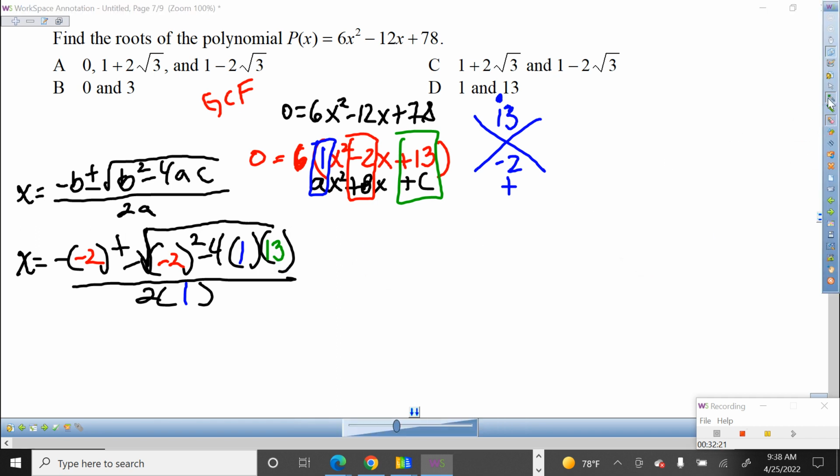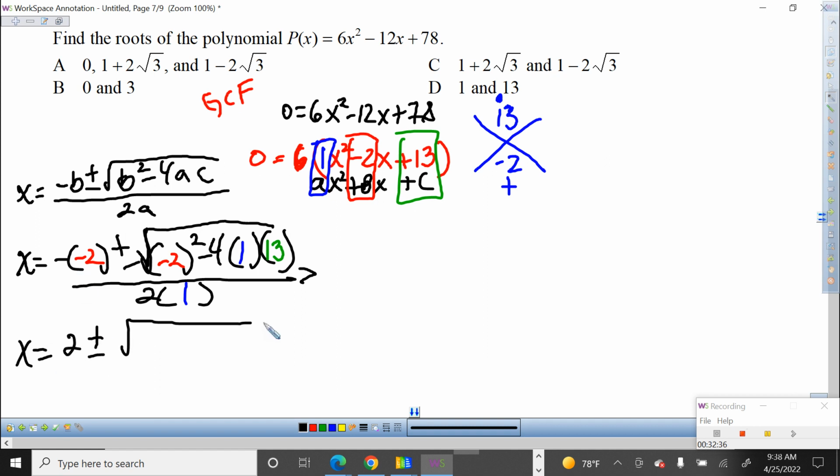All right, so with that said, I'm going to go this way so I can have room. What is negative times a negative? Right here, positive. x equals 2 plus or minus the square root of, what is negative 2 squared? That's positive 4. What is negative 4 times 1? That's negative 4 times 13. That's negative 52. And all that over 2.